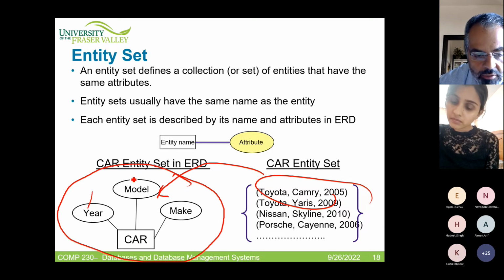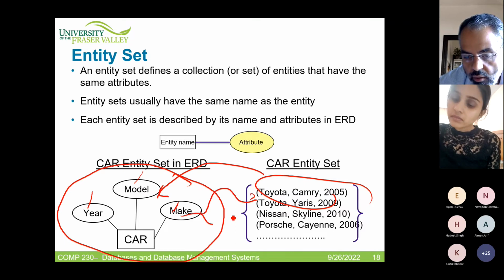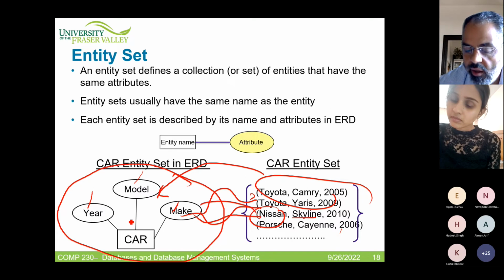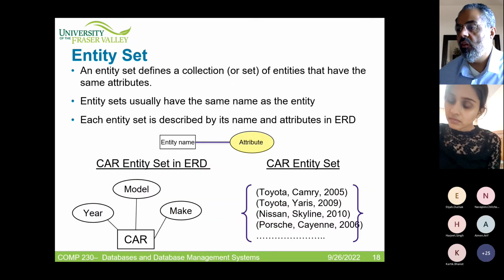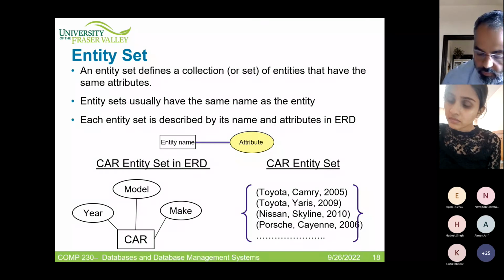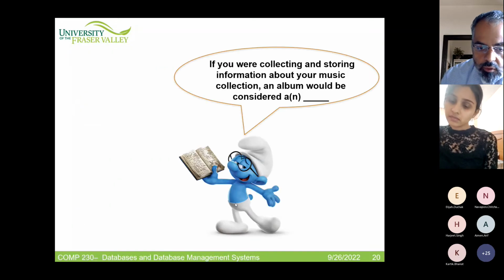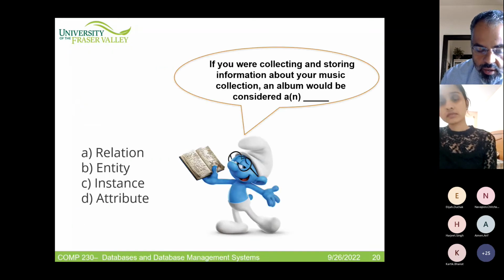So in my ER diagram, I have a year, a model, and a make, and then I should have them here. Skyline is a model. Here I have a year, and here I have the make. I use Nissan. So I have to have 3 main values for each instance in this case. So this is an entity in this case.